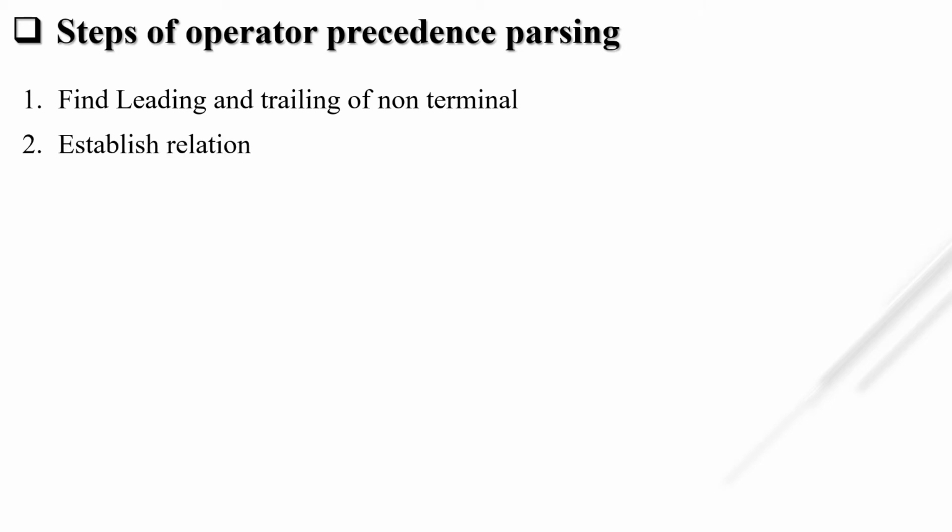Steps of operator precedence parsing. First we have to find the leading and trailing of a non-terminal, then establish a relation, then create a precedence table. These steps are used to create the table. We already know what the table is for all the operators, so we skip the first and second steps. We directly create the table and then parse the string.